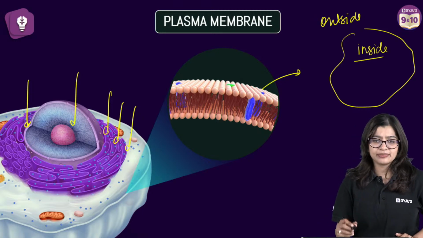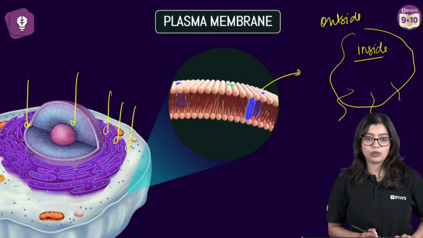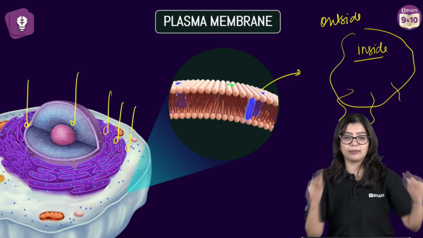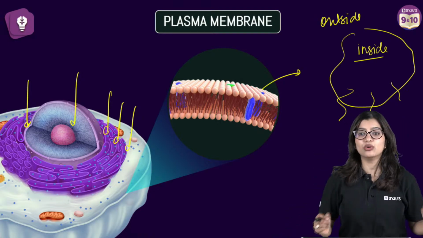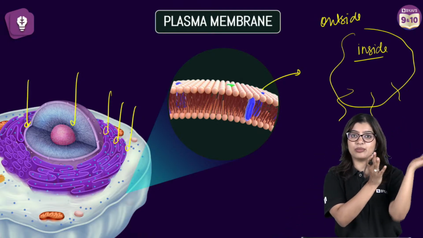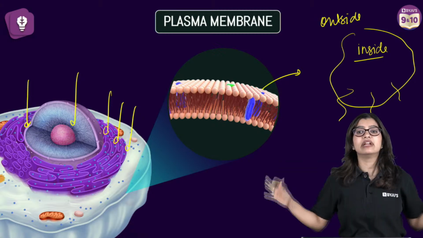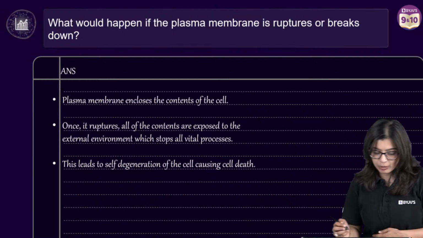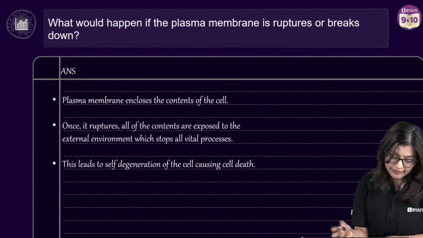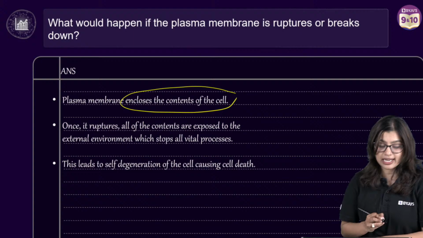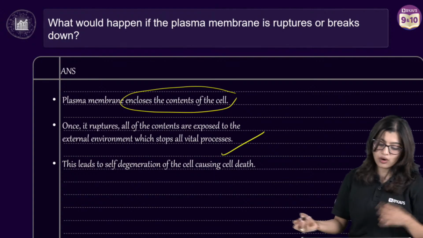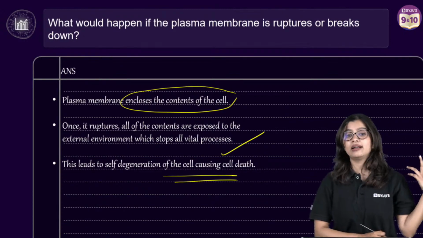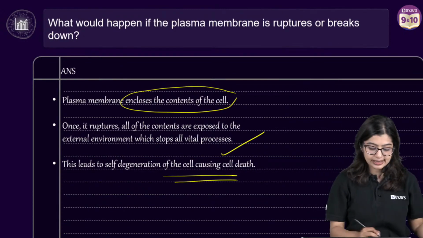Now, you imagine, if the plasma membrane gets disrupted, what will happen? Whatever is there inside the cell will come out, right? It's kind of like popping a balloon. If you pop the balloon, whatever is there inside the balloon, imagine you fill it with water or you fill it with air, everything will come out, right? So when the plasma membrane ruptures, what would happen? Since the plasma membrane is responsible for enclosing the cellular content, once it ruptures, all the contents are exposed out, right? Thereby it will cause cell death. Yes? So this right here is the answer.